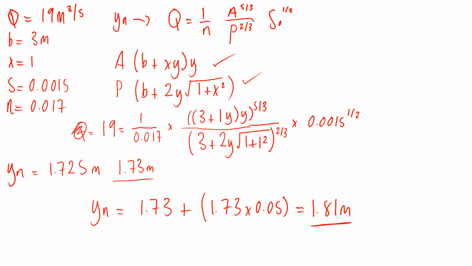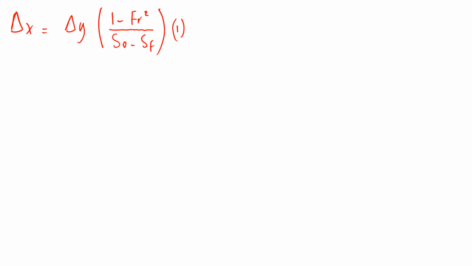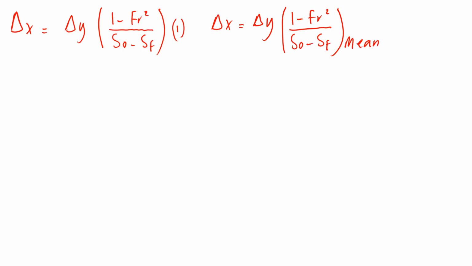Now the next part is to start creating the table. I'm going to do this in 2 methods. The first method is delta x equals delta y, 1 minus Fr squared, divided by S naught minus Sf. So that's one method. The other method is delta x equals delta y, 1 minus Fr squared, over S naught minus Sf, but using the mean. In method 1, I'm not going to take the mean of the top and the bottom, but in method 2 I'm going to take the mean of the top and the bottom, and then you'll see the differences in the answer. Both methods are correct. You just need to be confident in choosing one method.